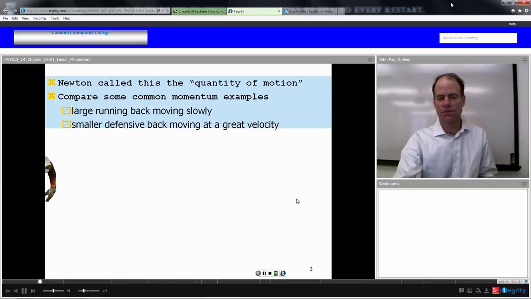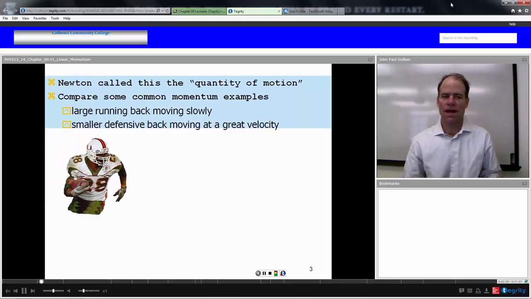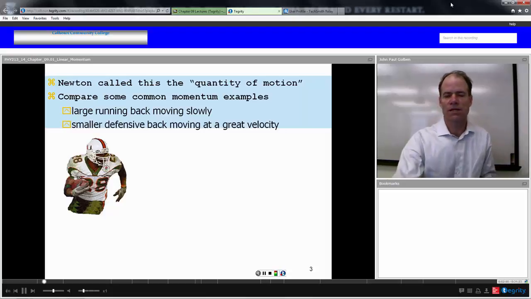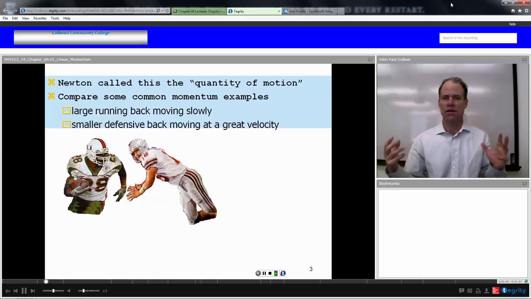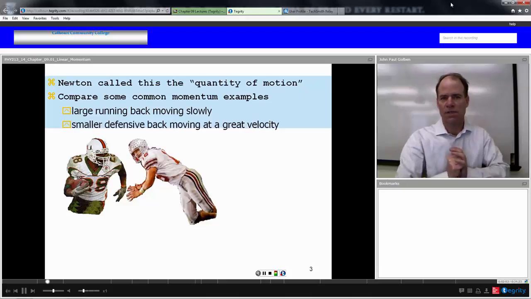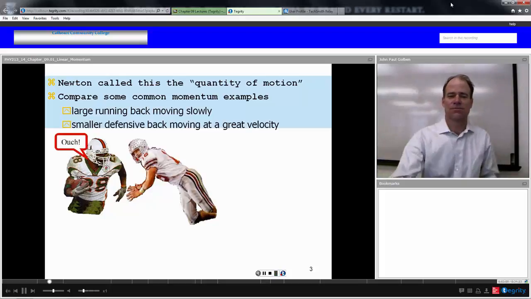Here's an example. Say you had a large running back moving slowly. He has some acquired momentum, his mass times his velocity, and you wish to stop him. You need to take that momentum away. So you have a smaller defensive back, maybe less mass, but maybe a greater velocity. If you can match the same amount of momentum in the opposite direction, you can make the stop, prevent them from making the first down, win the national championship. Ohio State wins. Yay! Could happen.